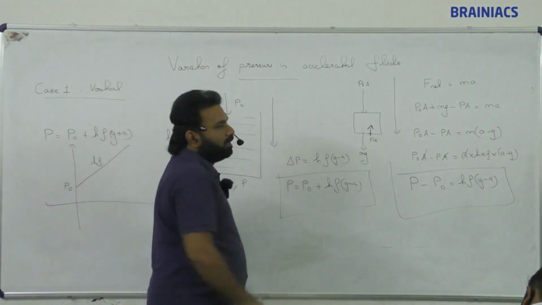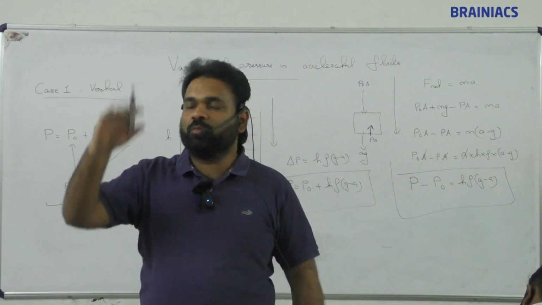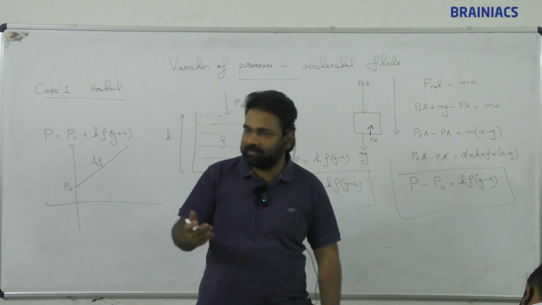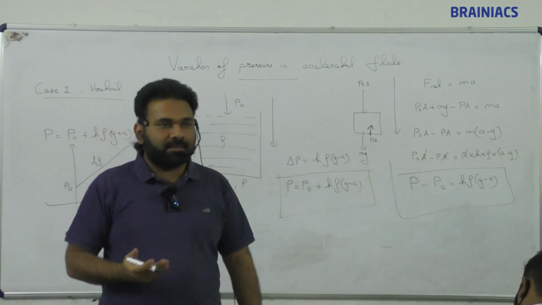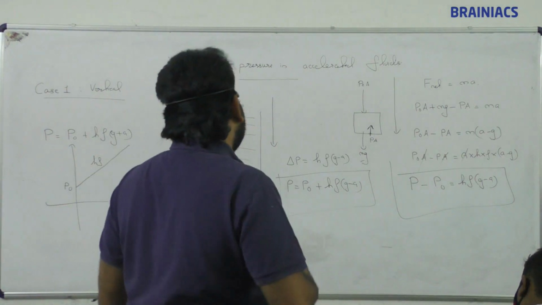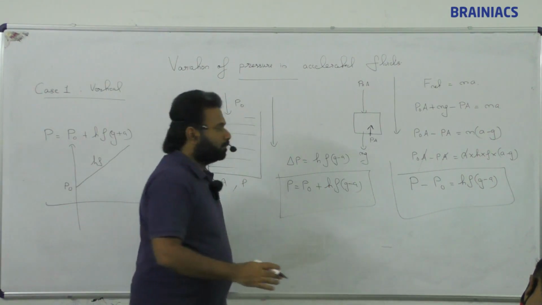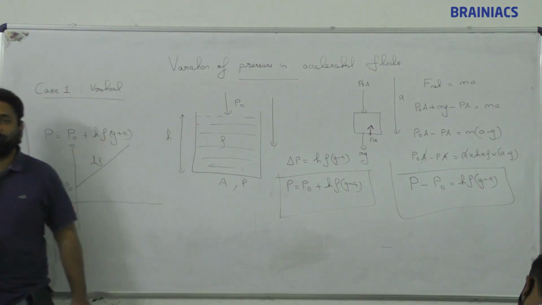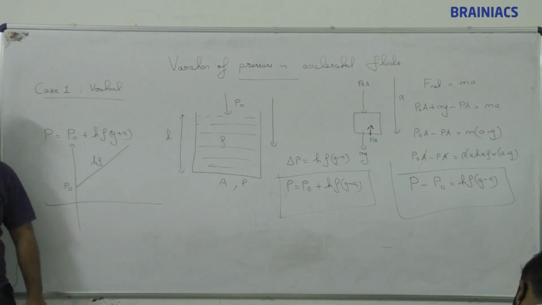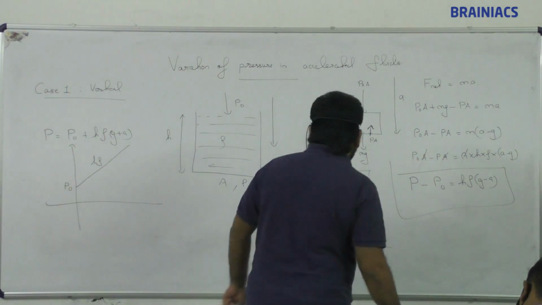Same thing as whatever you are studying for a lift in laws of motion: a lift moving up or coming down with some acceleration, we can apply the same here. There also the effective acceleration will be g plus a when it is going upwards, and g minus a when it is coming down. So this is the variation of pressure with acceleration if it is moving in the vertical direction. Clear? Done.